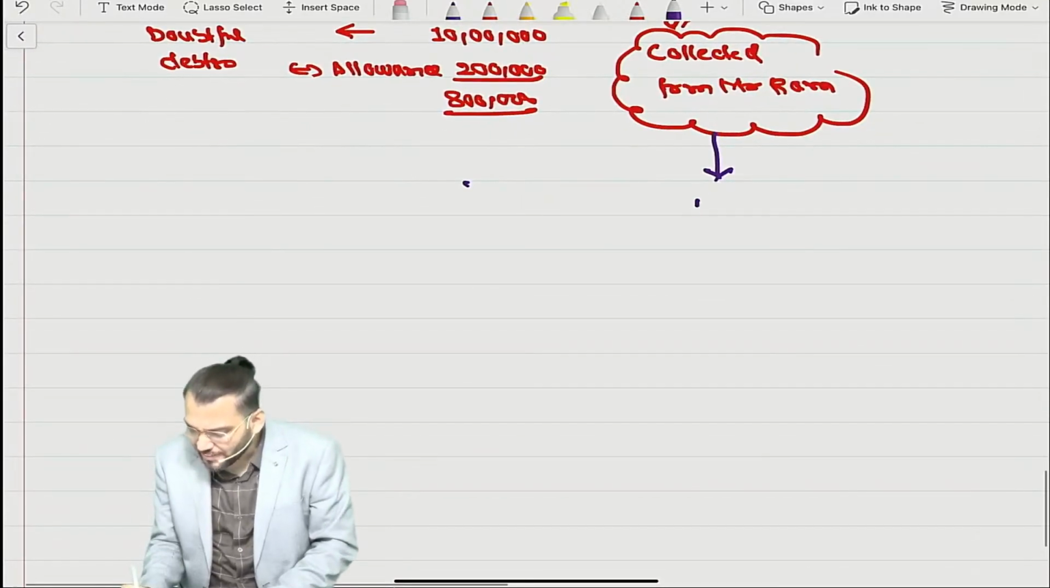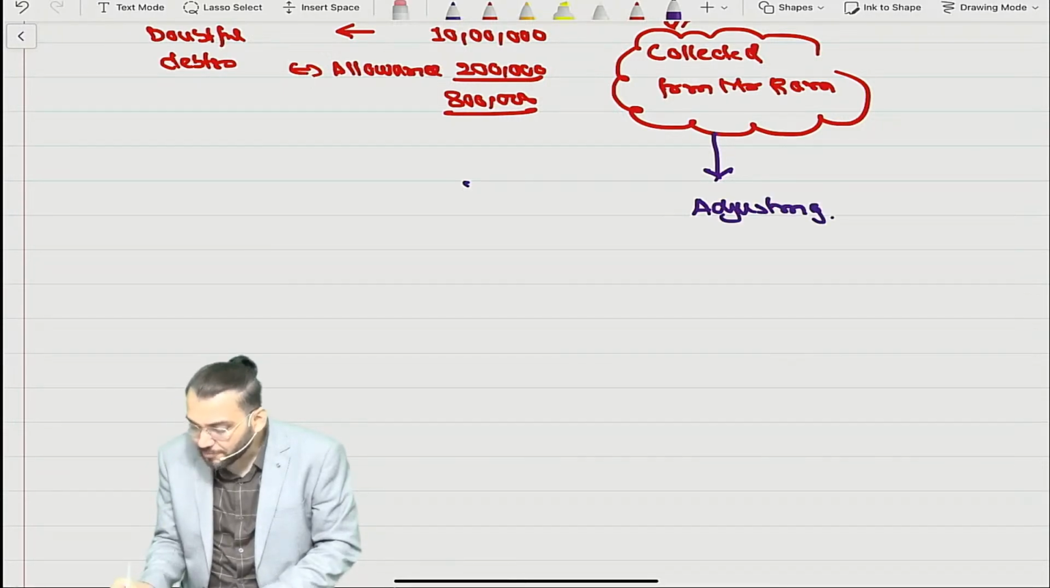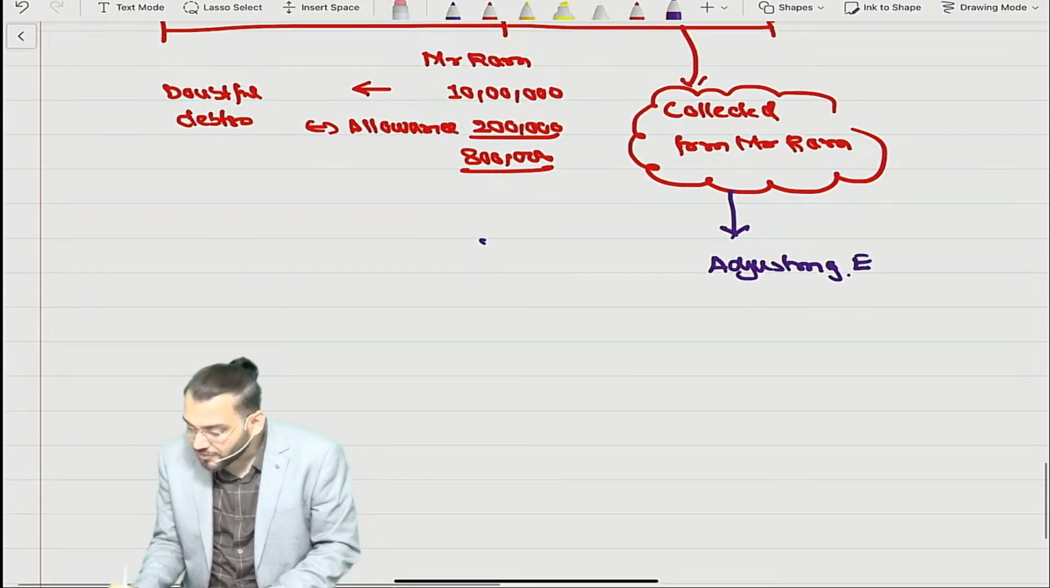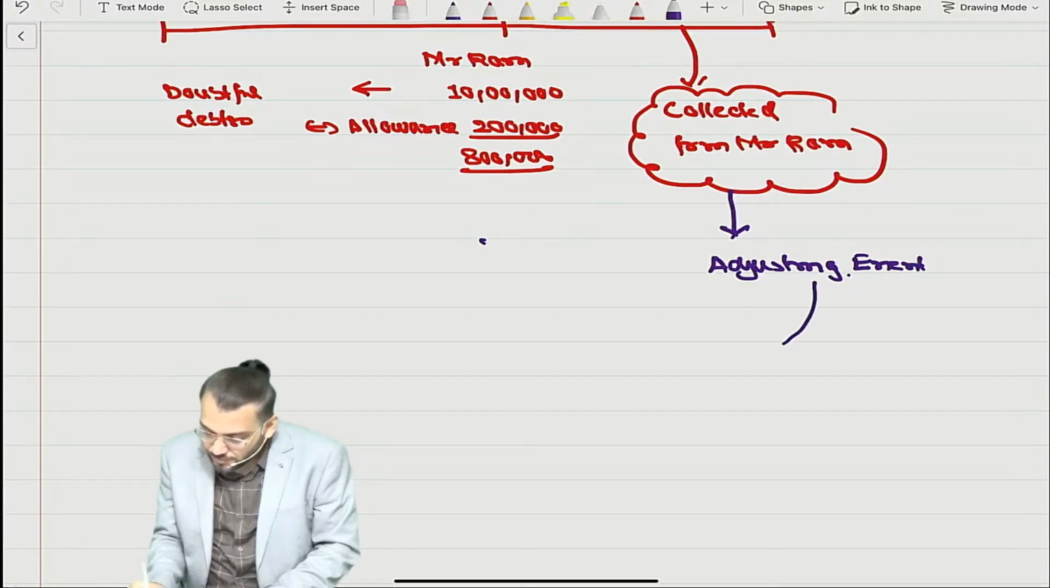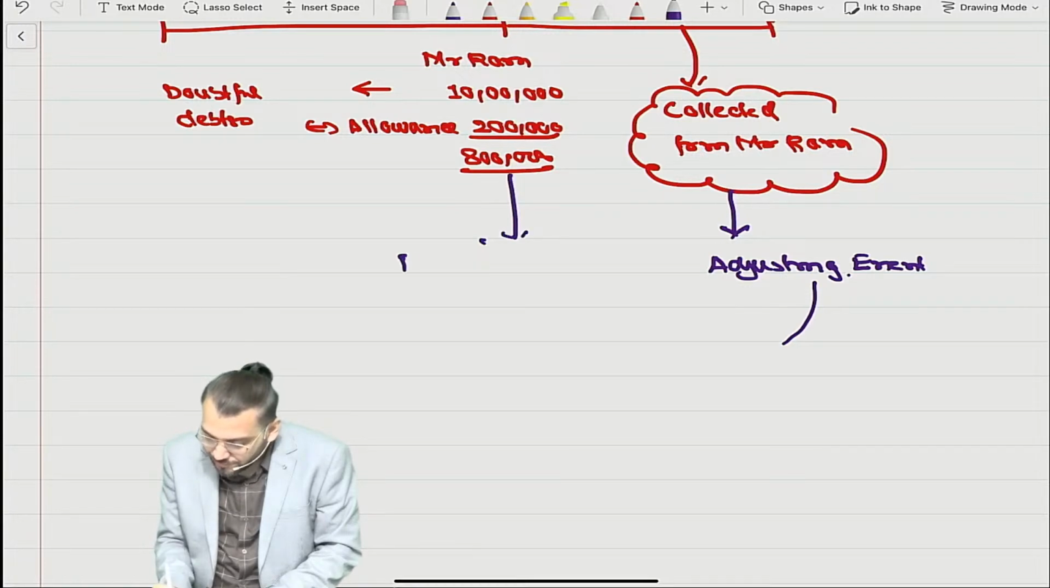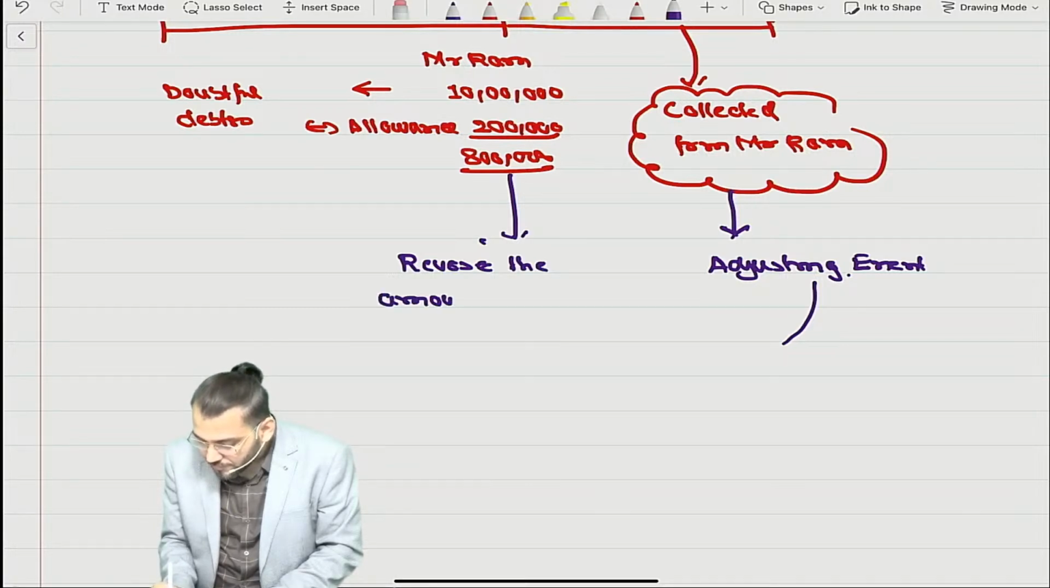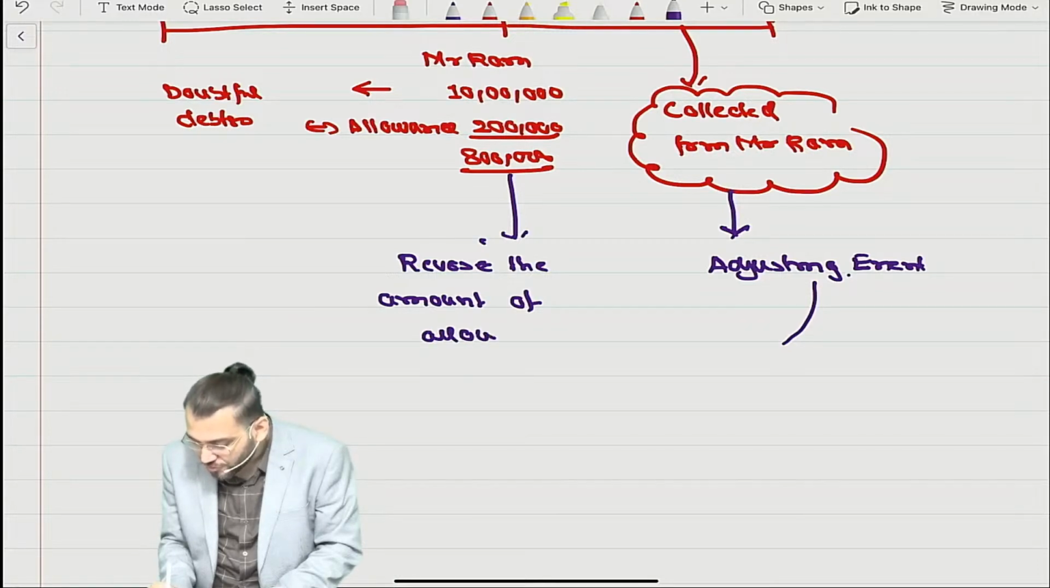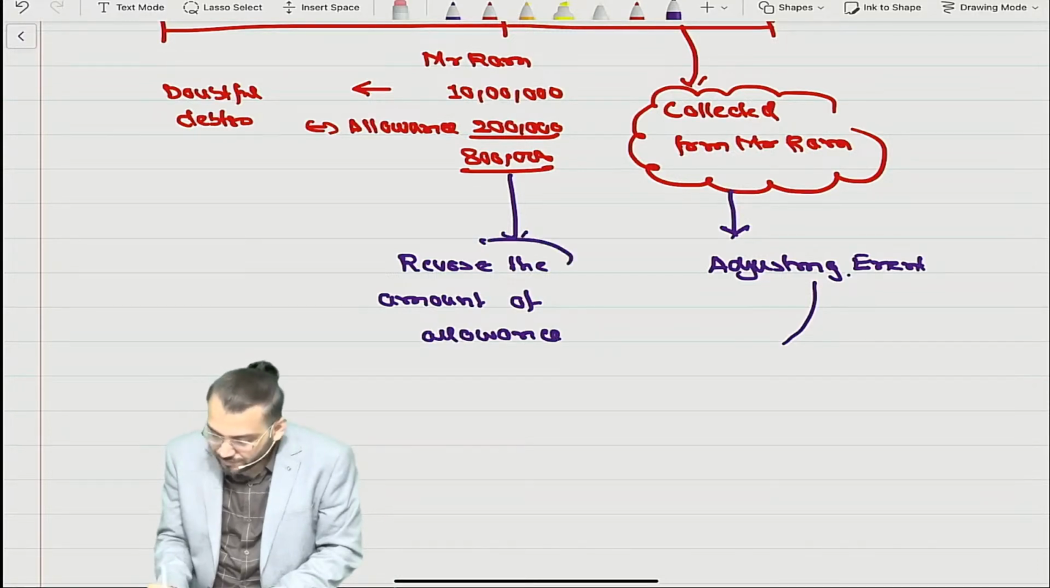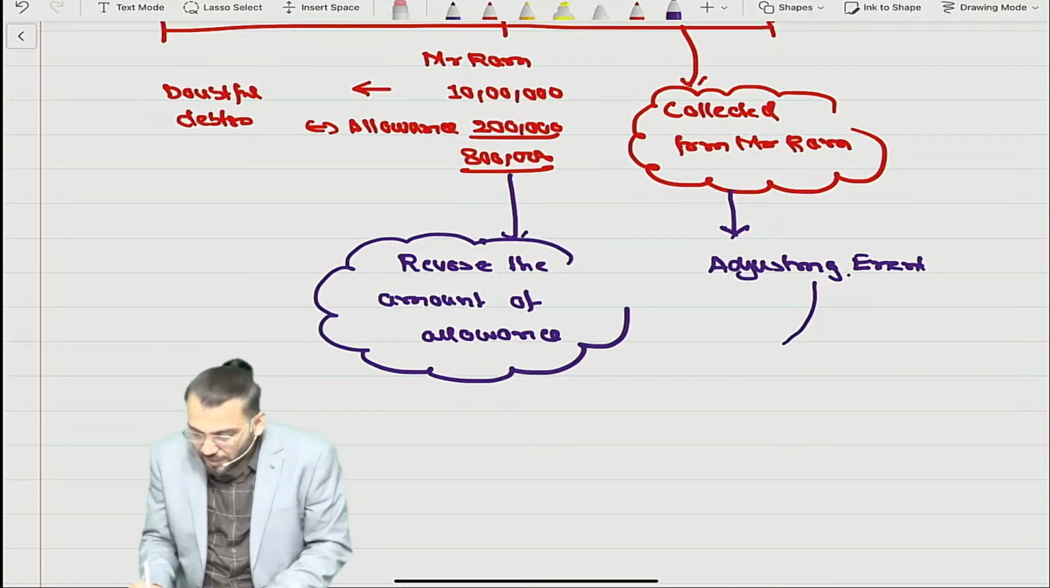So of course you are correct. Adjusting event. Adjusting event means what adjustment entry you will do? You only say. So reverse what? Reverse the amount of allowance. Now I hope you have understood. Correct? Reverse the amount of allowance.